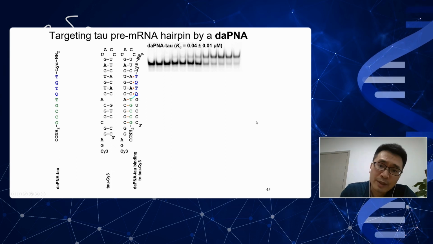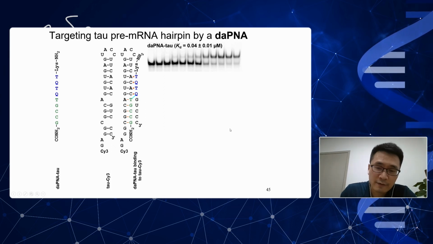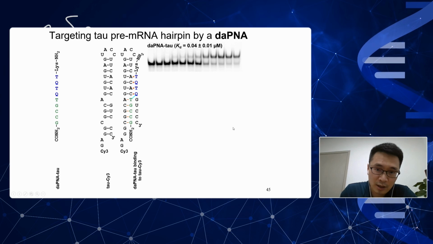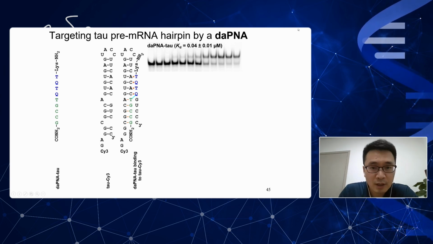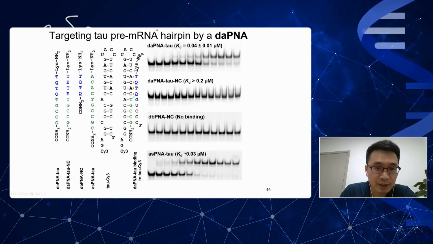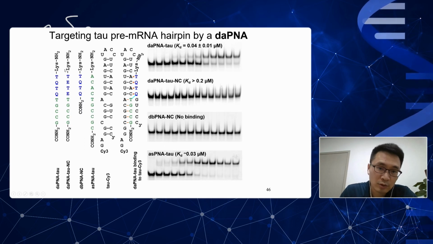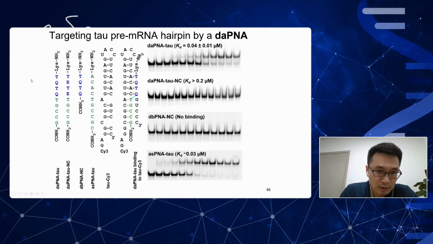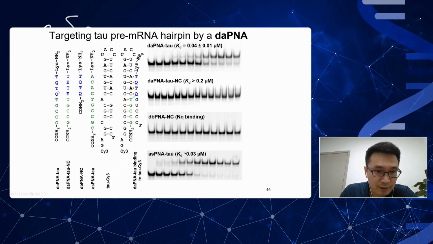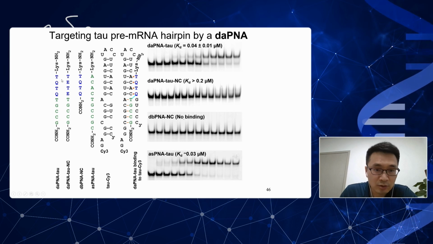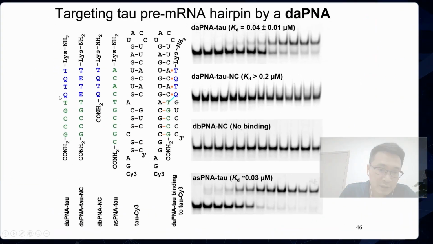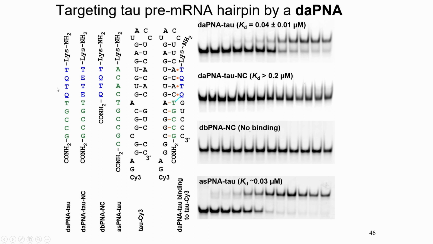Indeed, we can see based on this gel shift data, we can have very tight binding up to 40 nanomolar, right? And we also tested some control PNA. For example, we have this blue region only, and this is for DBPNA alone, right? And also DAPNA with the Q base replaced with another E base, so we see no binding.